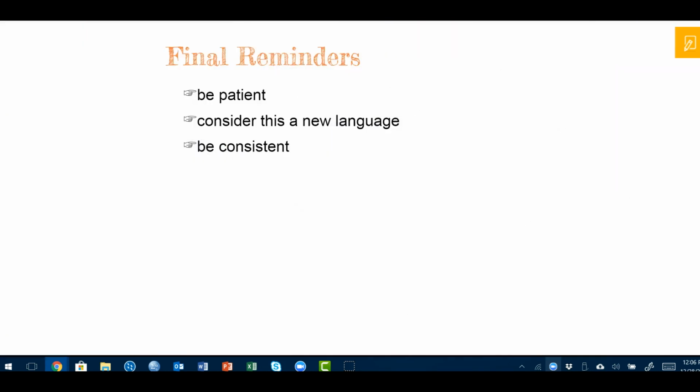All right, so final reminders in terms of teaching academic language. This is going to be a new way of communicating and talking, and writing, for a lot of your students. So almost think of it as a new language in a way. They're learning different ways to read and write and speak and all of that. So you have to be patient with them. They're not going to pick this up overnight. They're not going to start incorporating this vocabulary overnight.